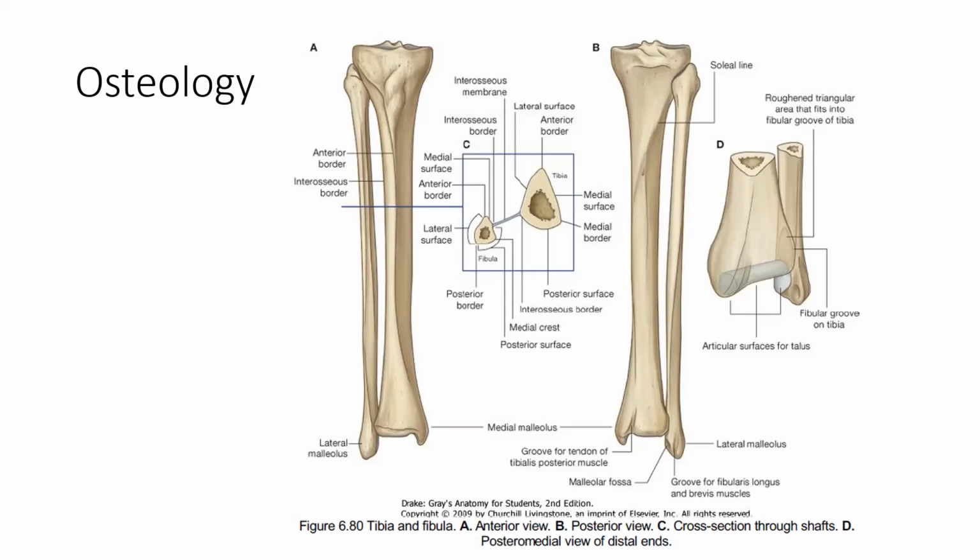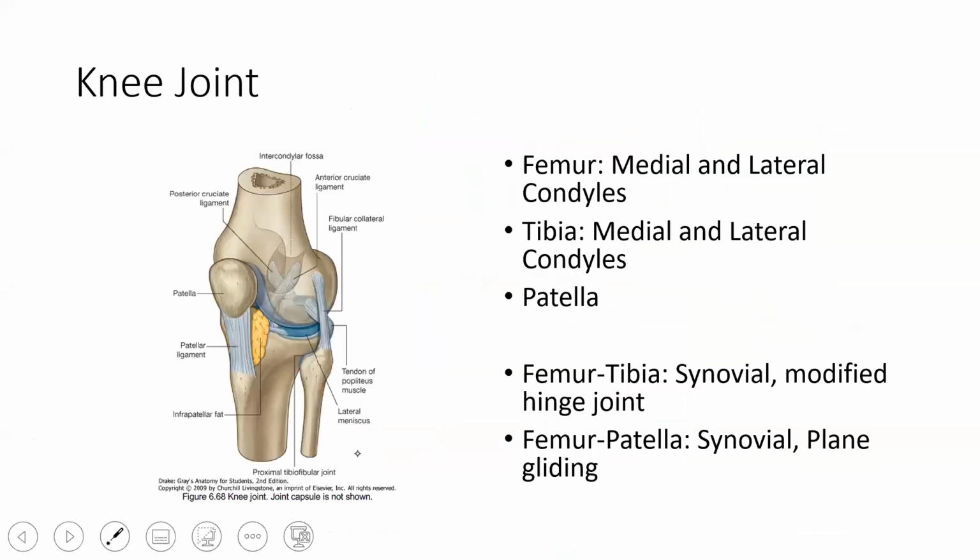And in the tibia, you have the two condyles, the lateral and the medial condyles, the shaft, and in the distal end, you have the medial malleolus. And in the fibula, you have the head, the neck, the shaft, and at the lower end, you have the lateral malleolus.